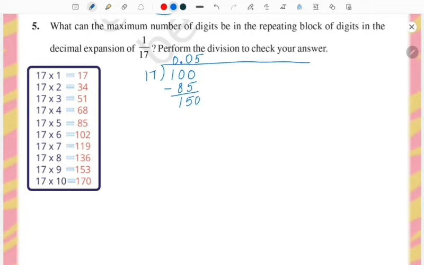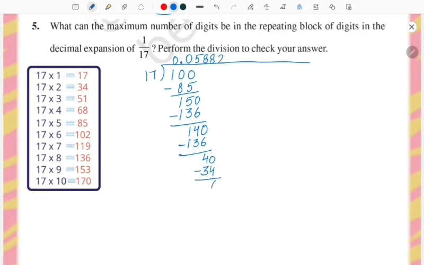Add another 0, I get 17 8s are 136. The remainder would be 14. Add another 0, 17 8s are again 136. The remainder would be 4. Add another 0. This becomes 40. 17 2s are 34.